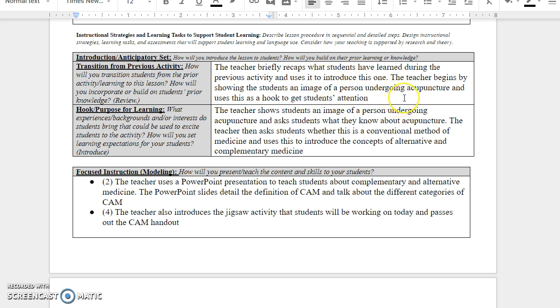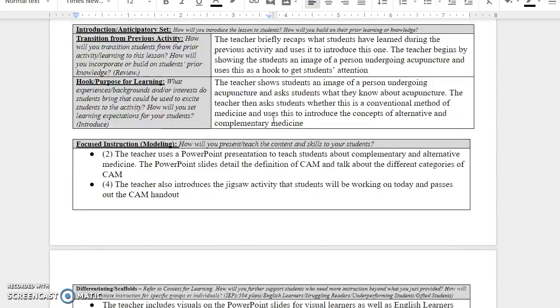Since this is not a real lesson, I don't really know what lesson could come before this, but the teacher can tie it into what the class has already talked about. They can begin by showing the students an image of a person undergoing acupuncture, and this is the hook. It gets the students' attention. And the teacher asks the students, is this a conventional method of medicine? This helps find out what they already know about CAM.